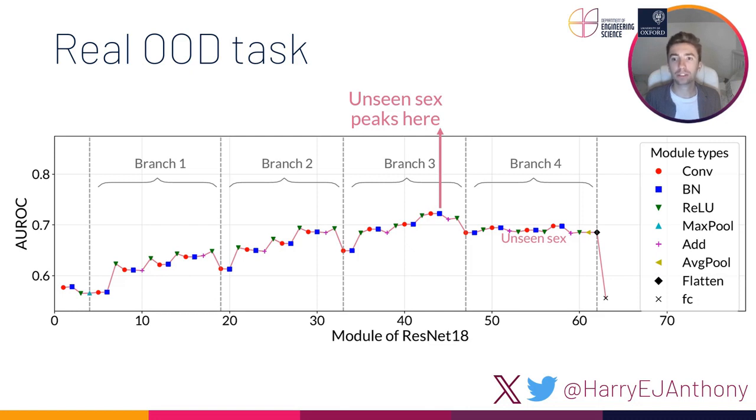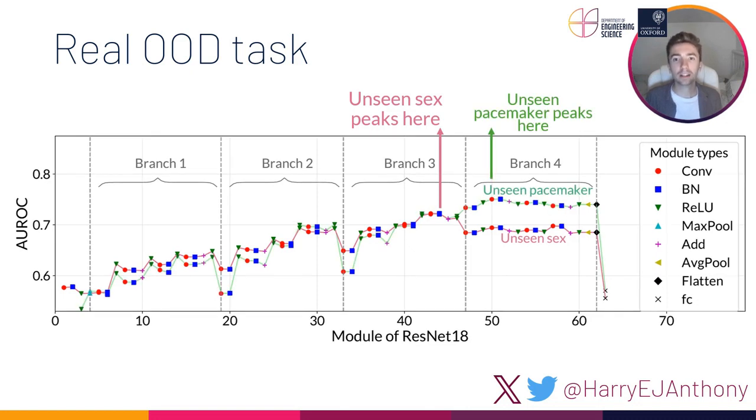at branch 3. Now if we look at the unseen pacemaker task over ResNet18, we see that this pattern is most detectable at the end of the network in branch 4. Here we validate some of our findings on the synthetic artifacts, that different types of out-of-distribution patterns are more detectable at different depths of the network.